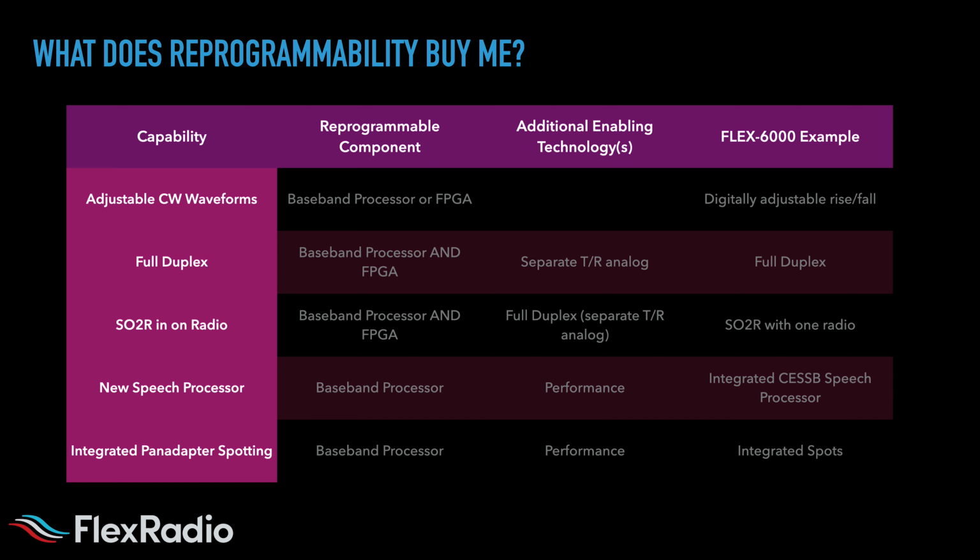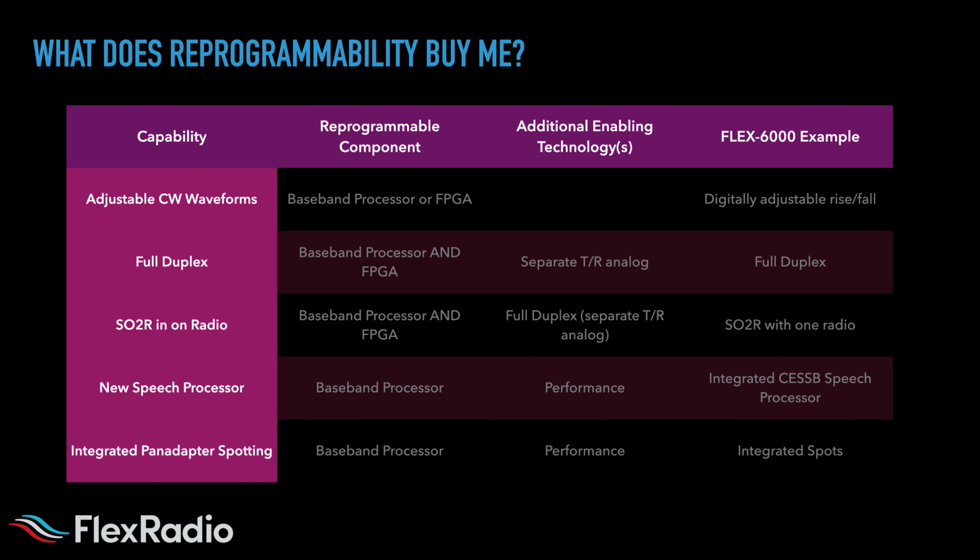Adjustable CW waveforms, so you can adjust the rise and the fall and make a completely perfect looking CW waveform in your radio with the right baseband processor or FPGA. Full duplex is another capability that's very unique to the Flex 6000 series, and we're able to do that because we have the baseband processor and FPGA as well as a completely separate receiver and transmit chain, so we can operate the receiver and the transmitter at the same time on different frequencies.